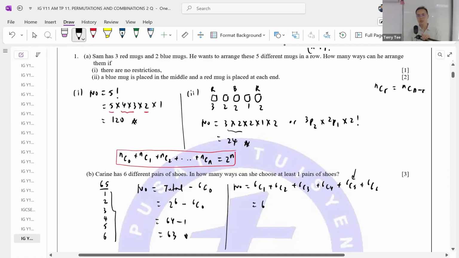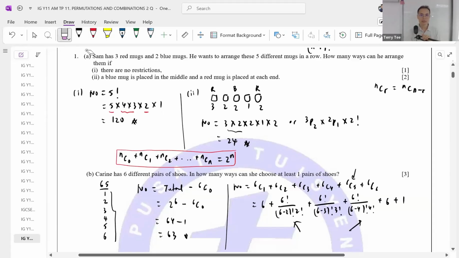6C1 is the same as 6C5. 6C2, how to calculate 6C2 manually, without calculator? 6 factorial over (6 minus 2) factorial, 2 factorial. 6C3 will be the same: 6 factorial over (6 minus 3) factorial, followed by 3 factorial. 6C4, I just show you the working: 6 factorial over (6 minus 4) factorial, 4 factorial. 6C5 is going to be the same as 6. 6C6 is 1. So actually 6C2 is the same as 6C4.